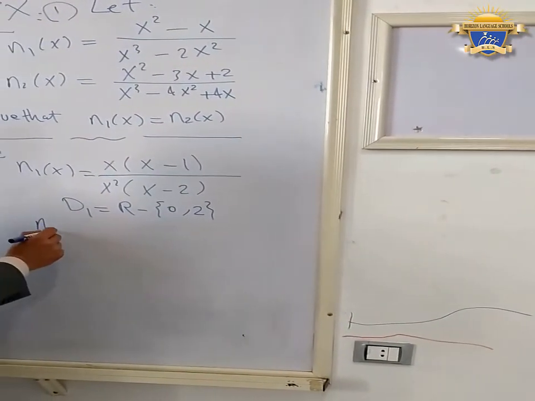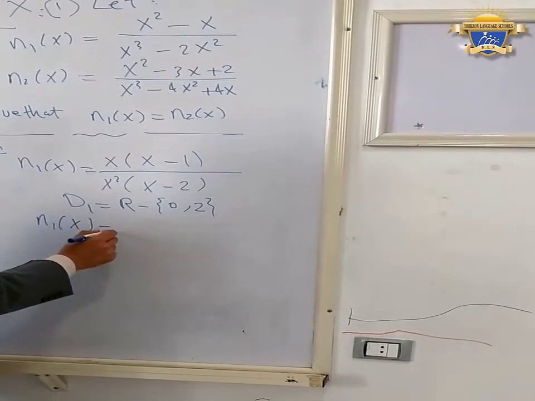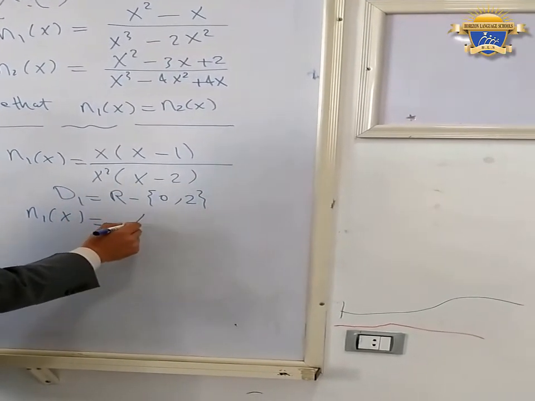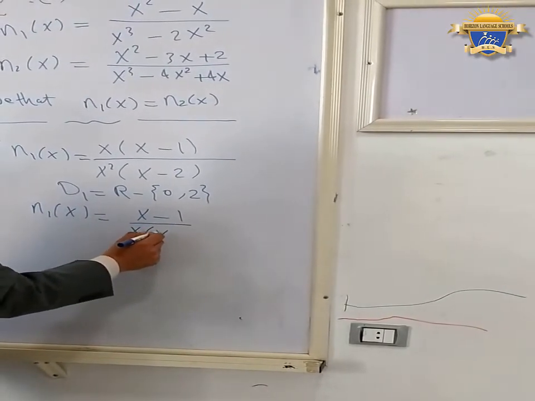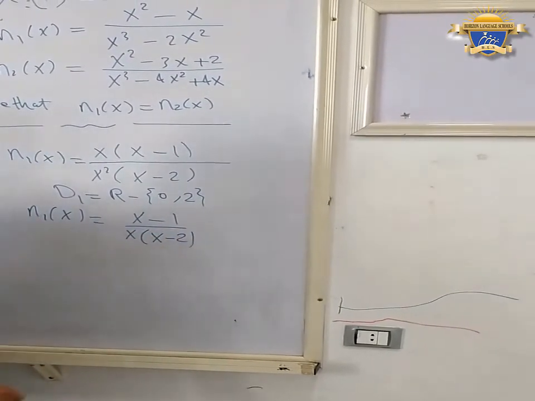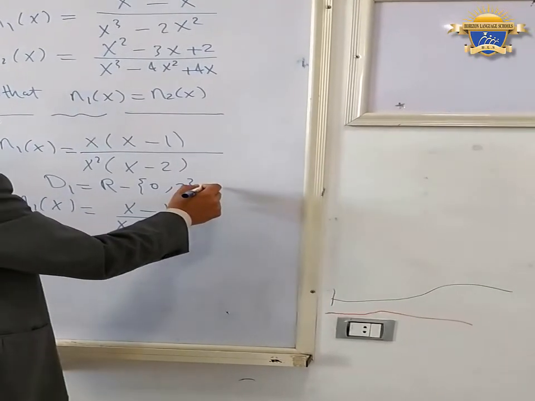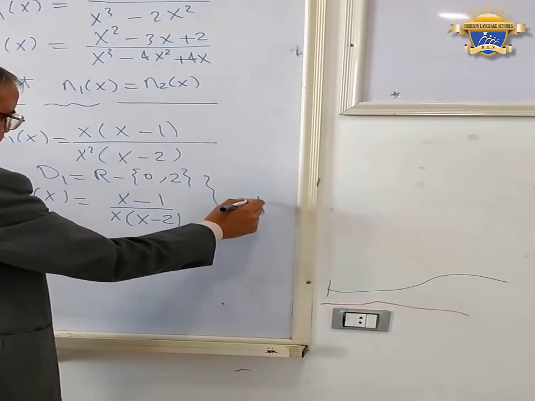Then n1 after reducing becomes x minus 1 over x times x minus 2. This is equation 1.